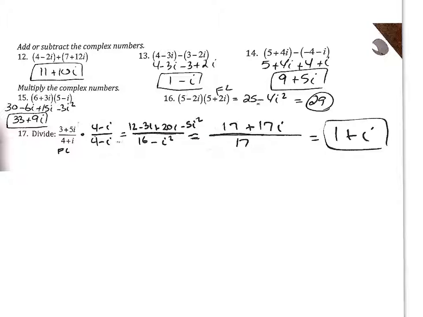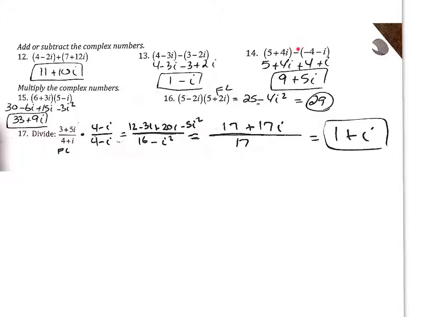12 through 17 was Tuesday. Adding your complex numbers, you just add the real part, add the imaginary part, put your answer. Now the minuses, don't forget what the minus sign does. The minus sign changes the signs of everything in your second parentheses. So it makes that 3 become negative 3. It makes the negative 2i become positive 2i. Then you can just add your real parts, add your imaginary parts, and you're done.